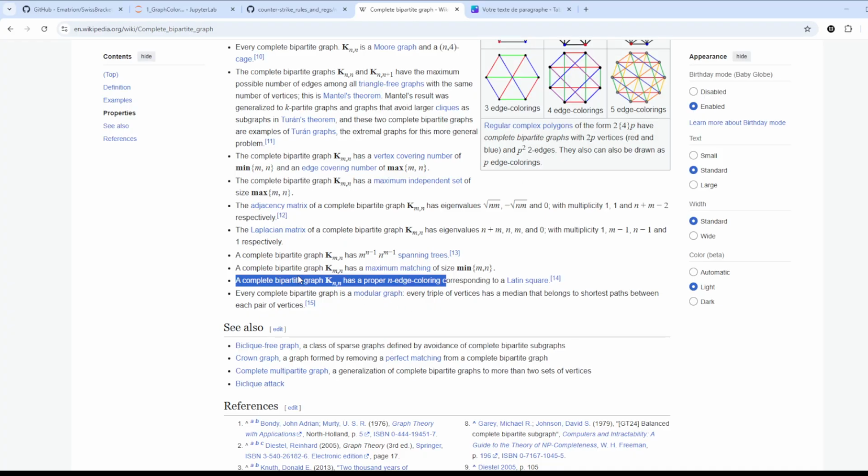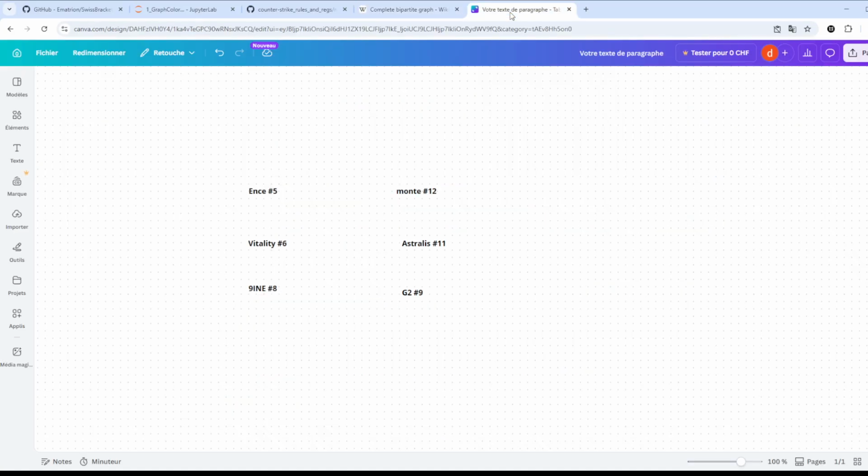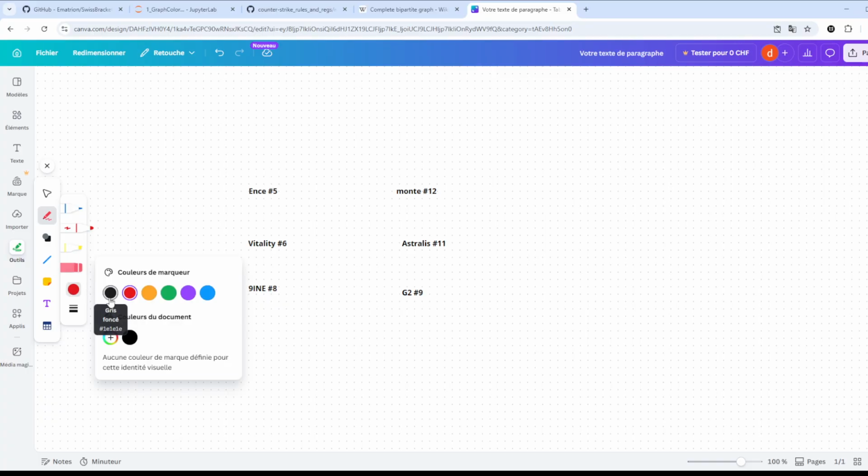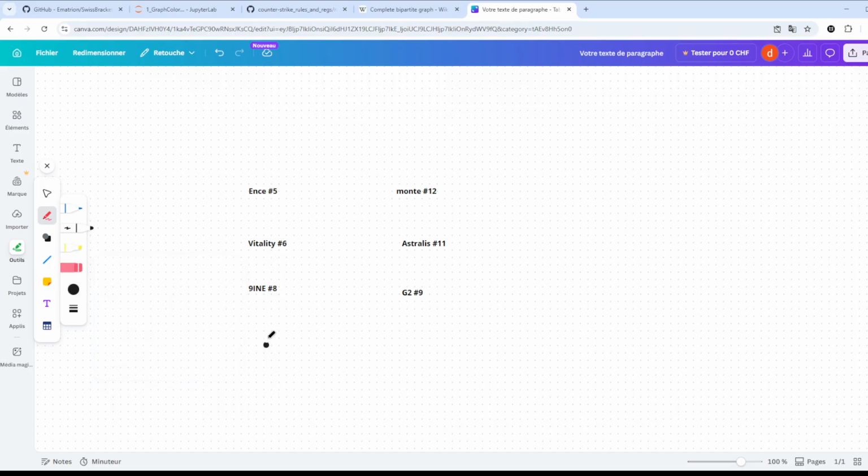So I'm going to draw K(n,n). K(n,n) basically is a graph that means this. You have 6 teams, and you have 3 top seeds. Those are the top, and those are the bottom. And you want to play games, but you only want to play games top versus bottom. And you play all such games.